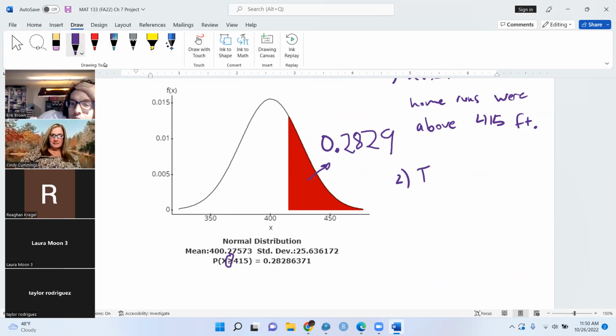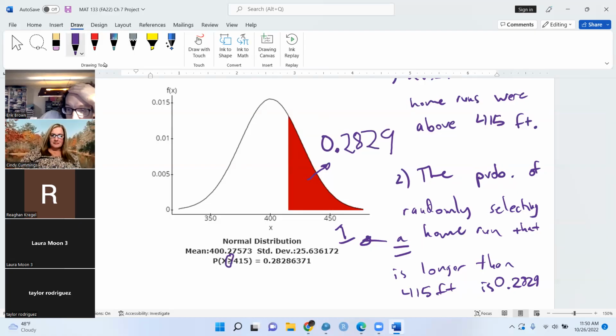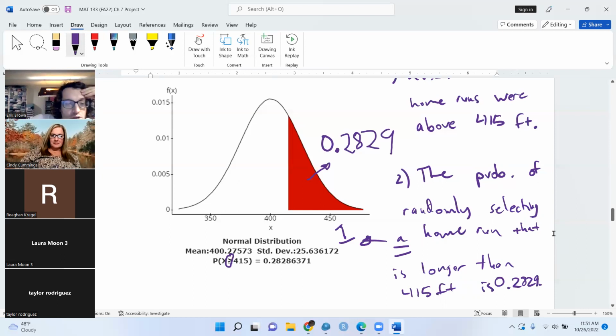Okay, the probability of randomly selecting a home run. Remember, this means one home run. So randomly selecting a home run that is longer than or further than or whatever the greater than 415 feet is, and you can do the 0.2829, you could do the 29% or 28%, you can write that number whatever way you want, because the probability is a percent, a fraction, or a decimal, as long as it's between 0 and 1. How do y'all feel about that? Is that okay?